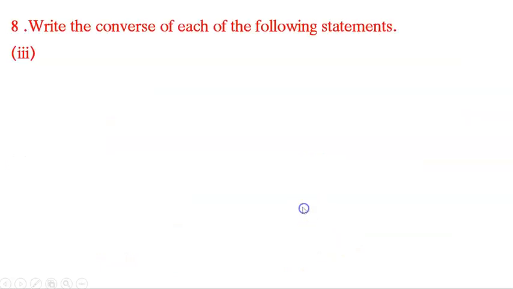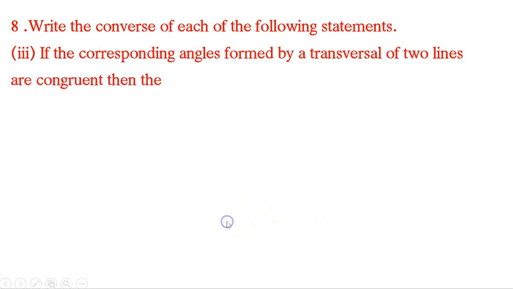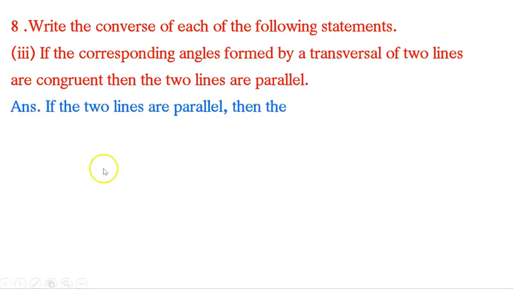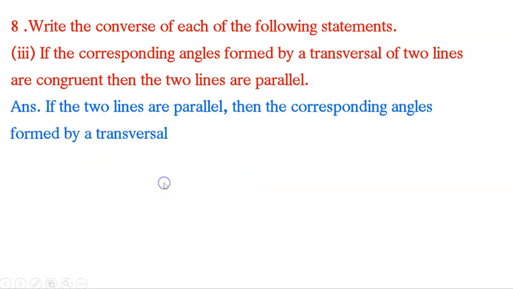Now the next. Again, if the corresponding angles formed by a transversal of 2 lines are congruent, then the 2 lines are parallel. Okay. Now here, if 2 lines are parallel, then the corresponding angles formed by a transversal of 2 lines are congruent.